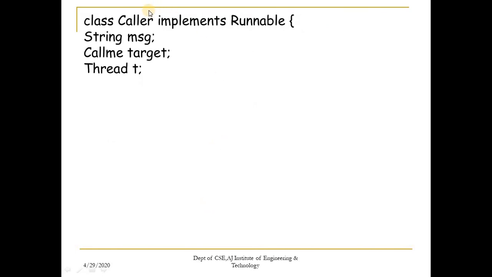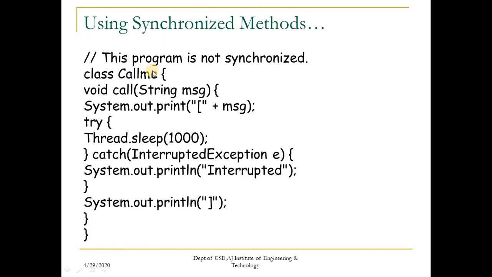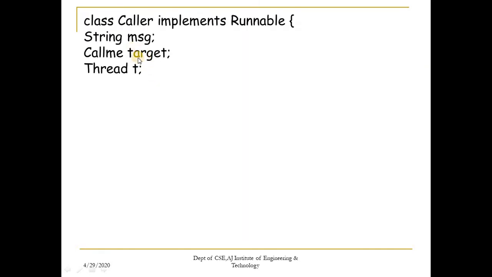Next, let us see the caller method. Here the caller class implements Runnable, so it is going to create a thread. We have this string message, and we are creating an object of the CallMe class, correct? This is the CallMe class. So here we are creating an object of the CallMe class and we are creating a variable of type Thread.